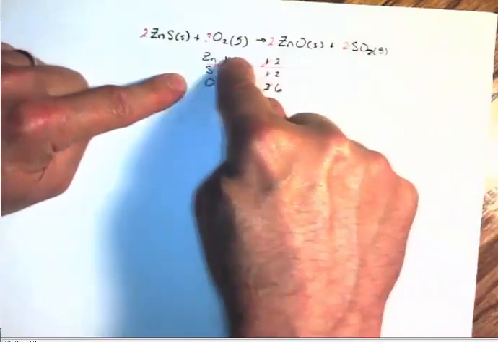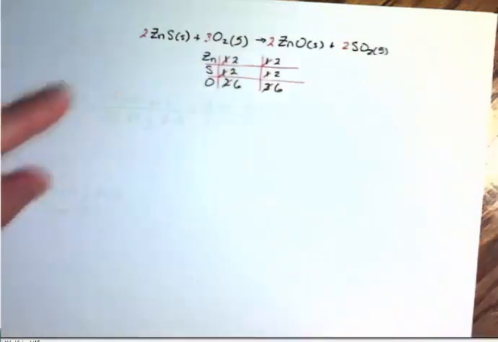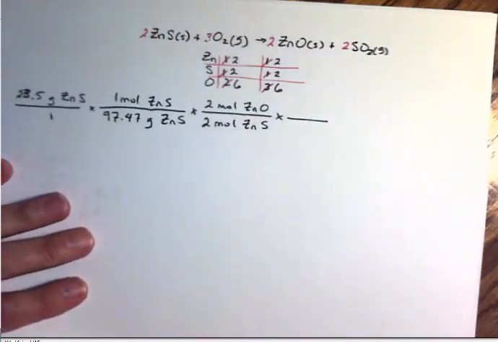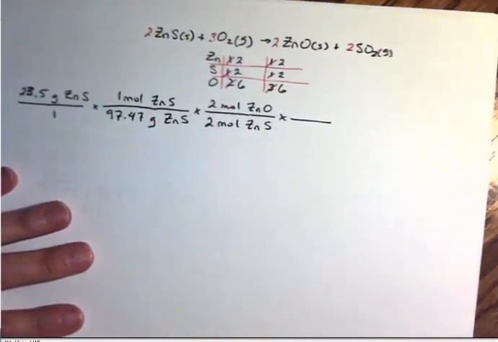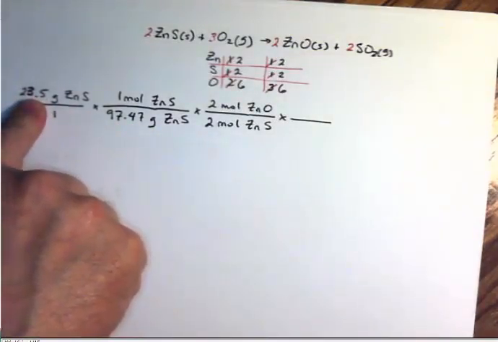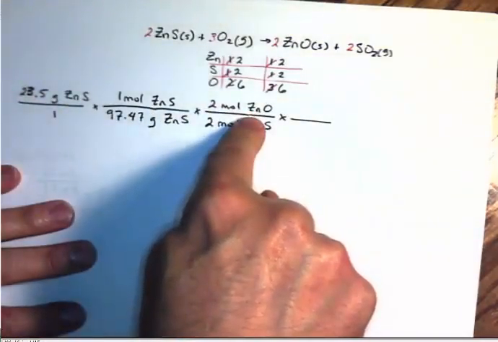We use an atom inventory in this class. It's always required in this class. And so I've set up the stoichiometry to this point. I've sort of stopped right here to show you what comes next. Now, here's our starting amount. We're trying to get to zinc oxide.